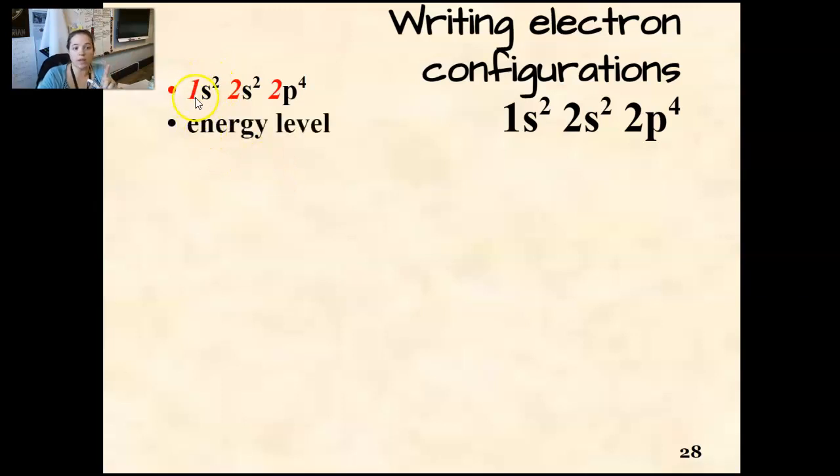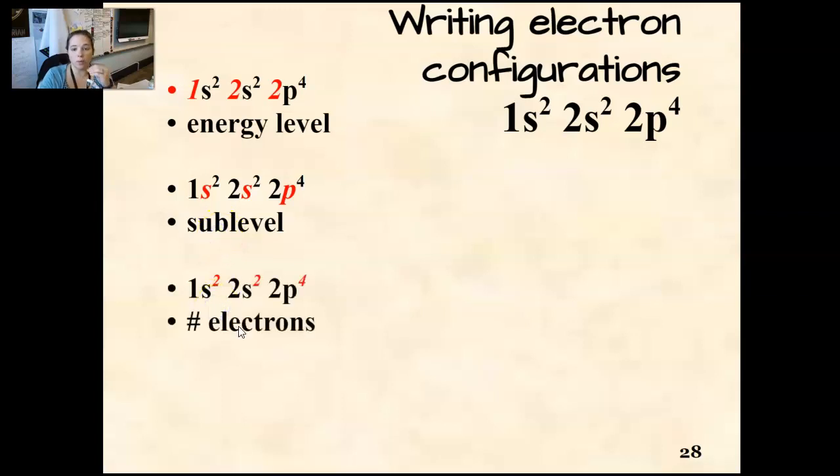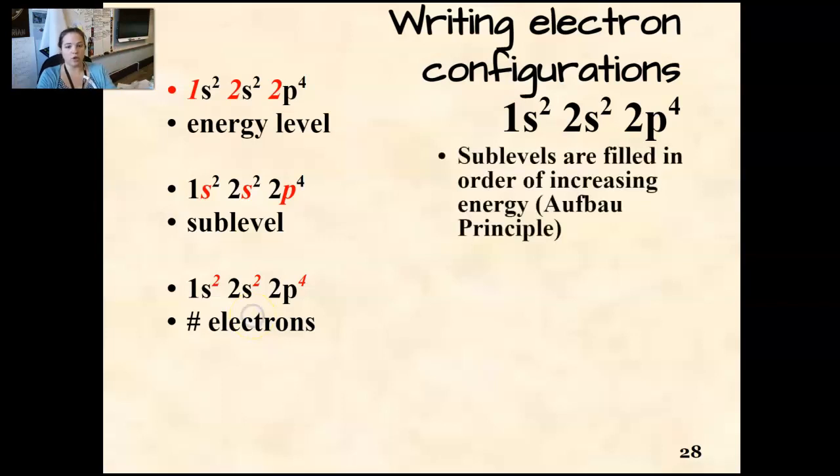And so first you give me the energy level. That's 1, 2, 3. Then you give me the second part, that's the sub-level. And then you give me the number of electrons. So you need the 3 things: energy level first, then its sub-level, then the number of electrons.